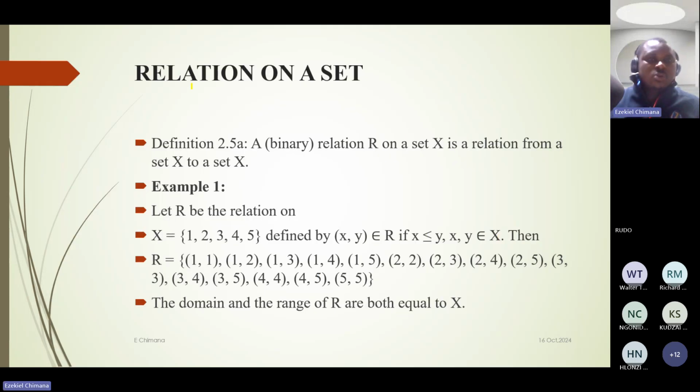Okay. So, definition of a relation on a set. A binary relation R on a set X is a relation from set X to a set X. So if you are saying a relation on a set itself, it would be a relation from X to X. So let R be the relation. Both can have a relation from one set to another set, which is from A to B. And then the relation in a set itself will be a relation from set X to set X, which means X is your domain and at the same time is your range.